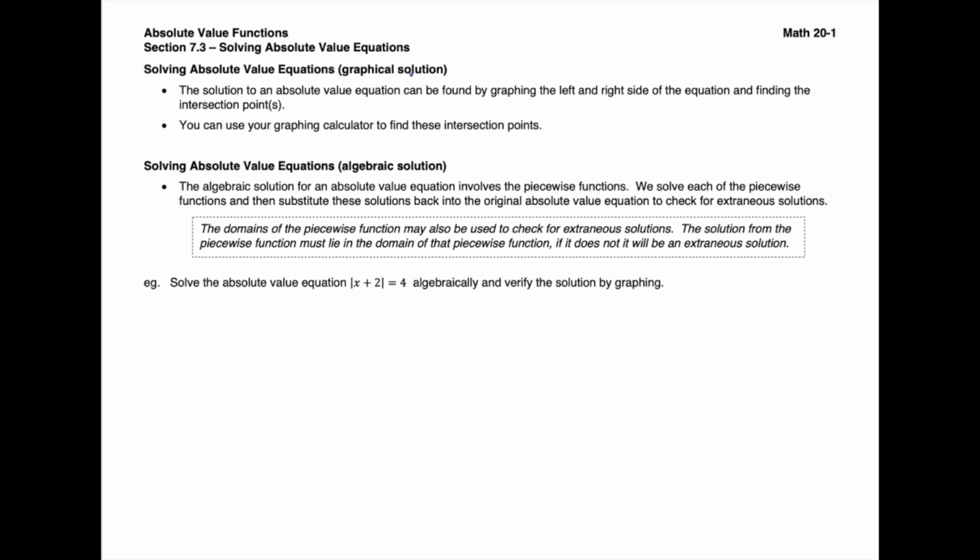Now, a lot of these will have two intersection points, but it's also possible to have no solution, so no intersection points, or just one intersection point as well. But your graphing calculator then can easily find those just using that intersect function. And we'll look at those ones then as well.